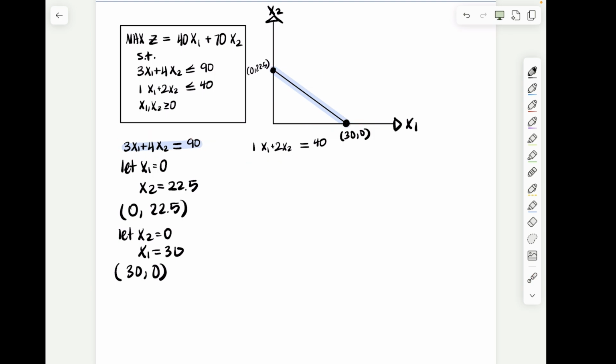Now let's try the same for the second constraint. So we let x1 equal 0. So this 0 cancels this out. We're just left with this. Divide by 2 on both sides. We get that x2 is equal to 20. So our first point is 0, 20.